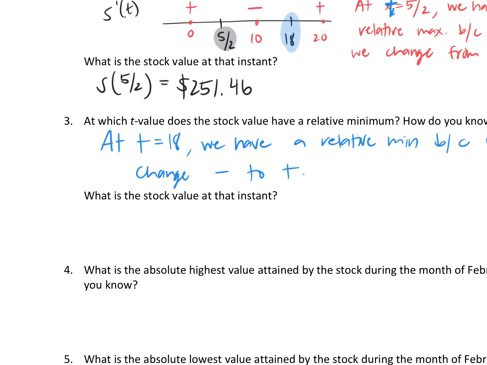And now I want to also find out, what is the stock value at t equals 18? So plug in 18 as well. S of 18 would give me $3.20. So 18 days into February, the stock is at $3.20. 2.5 days into February, the stock is at $251.46. But what that question you were just asking about is, what is the absolute highest attained and the absolute lowest attained in the month of February?